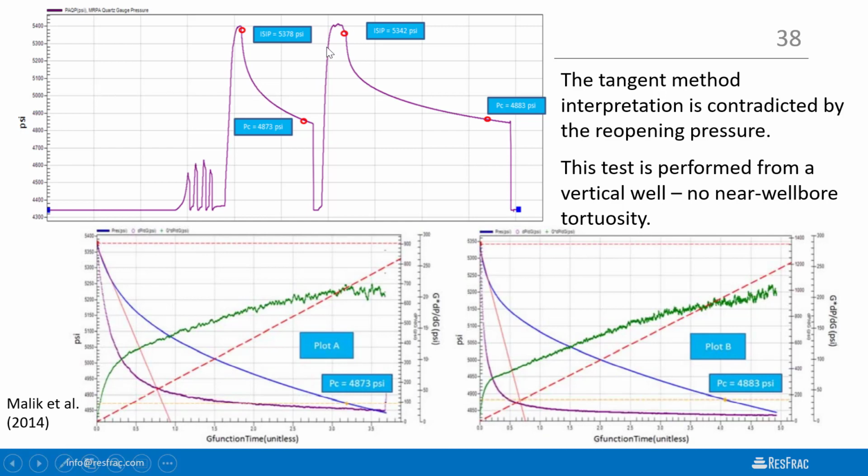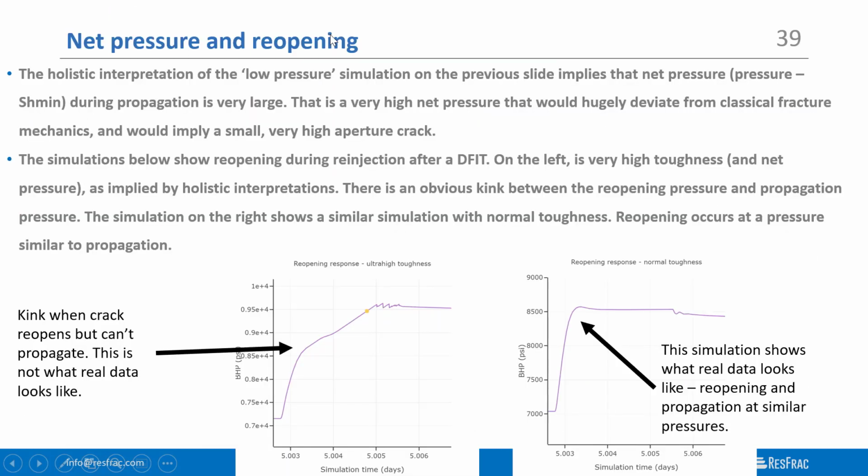You will always see, in microfrac tests, I think "always" is a strong term, but the great majority of the time you ought to expect that the reopening pressure is going to be up here near the ISIP. If you try to apply a tangent method type interpretation, you're going to get a much lower pressure that's clearly inconsistent with the data. And I want to make that even clearer here.